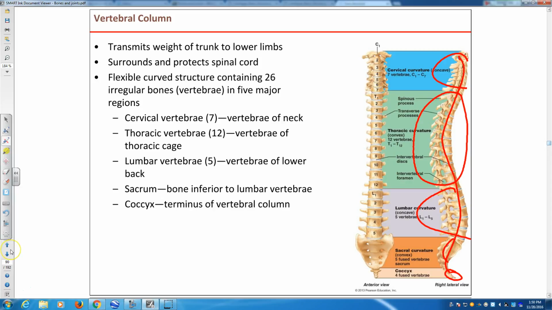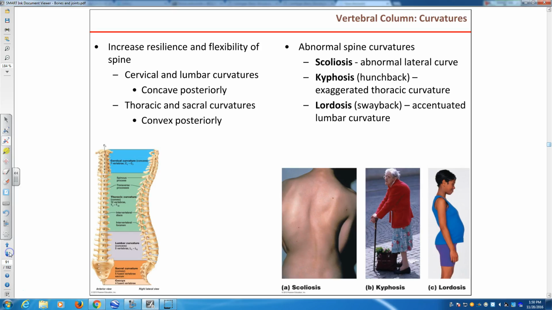Awesome. Now, look at the curvatures. So this is concave. This is convex. Right? If we look at this direction. Does that make sense? Pretty much, the idea here is that it goes this way, this way, this way, this way. Right? Cervical, thoracic, lumbar, sacral. Does that make sense? So far, only the sequence. So they go back and forth.